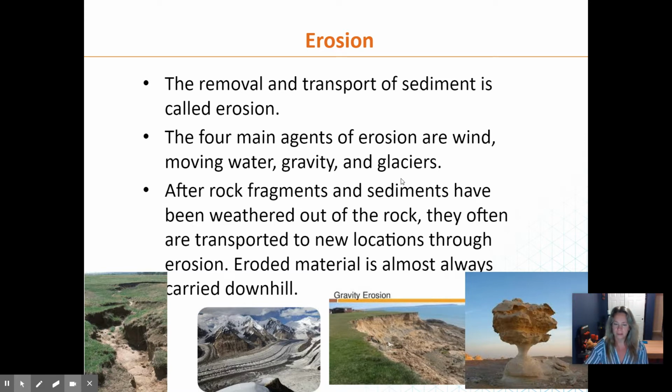And then gravity, the picture on the right here. Gravity is basically, in this picture, it's just tumbling down because of gravity. And then you can see this is wind. With wind, we've got the sand here whipping around, and the sand acts as a really good sandpaper.